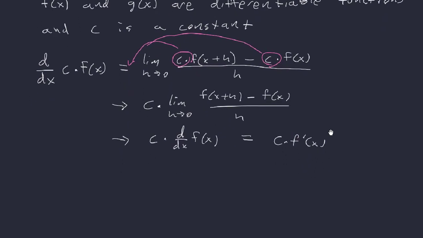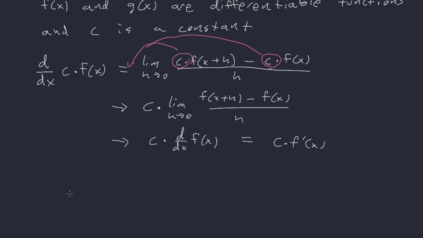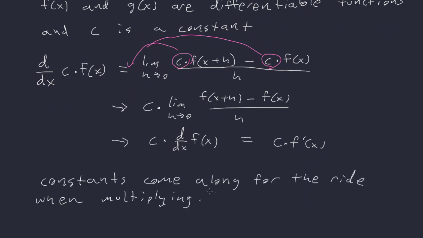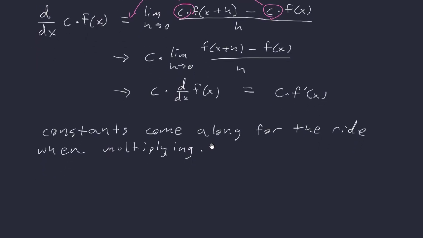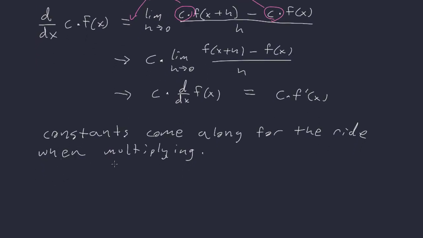So simply, constants come along for the ride if they're multiplying. Okay, so for example, last time we looked at this function here, x to the 5th. With the limit definition, we found that if f of x is x to the 5th, then f prime of x is 5x to the 4th.